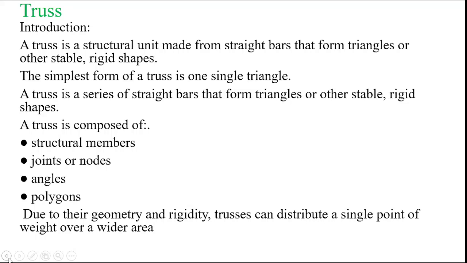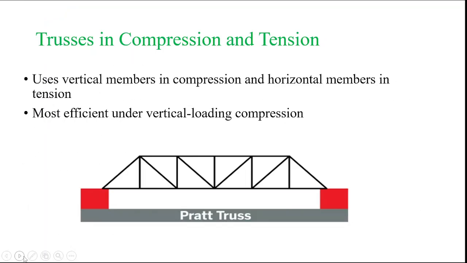A truss is composed of structural members, joints or nodes, angles, polygons. Due to their geometry and rigidity, trusses can distribute a single point of weight over a wider area. Trusses in compression and tension.